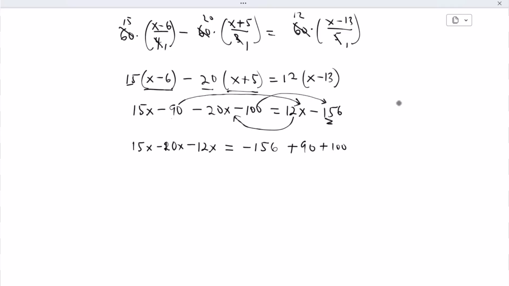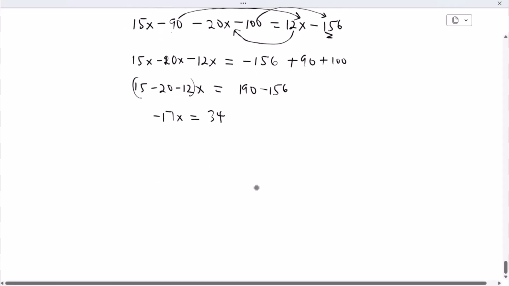So we are going to have 15 minus 20 minus 12, all multiplying x, is equal to 190 minus 156. Now, when you simplify this further, 15 minus 20 minus 12 is going to leave us with negative 17x. So we're equal to 190 minus 156. That's going to leave us with 34.